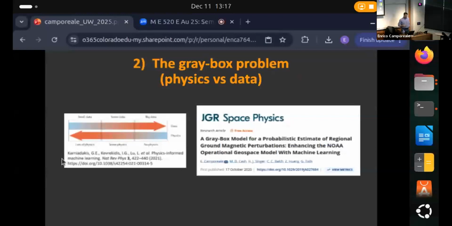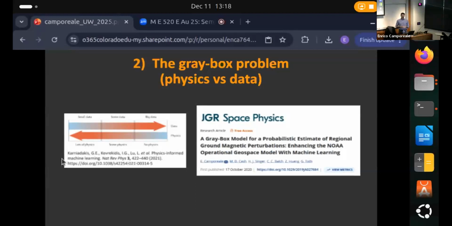The second problem is the gray box problem. You might be familiar with this figure in a paper by Karniadakis et al., where basically you have to decide where you live in a spectrum between lots of data and very little physics, and very little data and lots of physics. And the gray box idea is to live somewhere in between, which I think is the winning idea, in the sense that in any field of physics, there's 50-plus years of knowledge, and we do want to use that knowledge somehow embedded in our data-driven models.